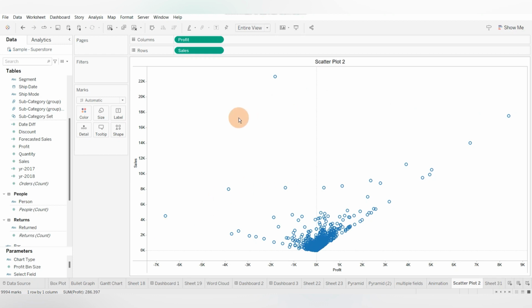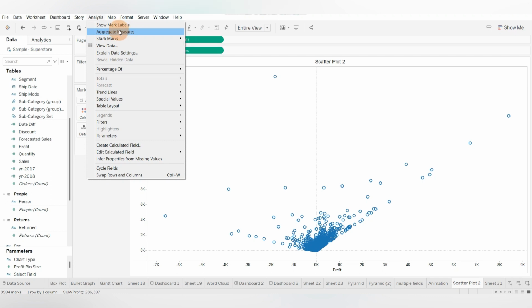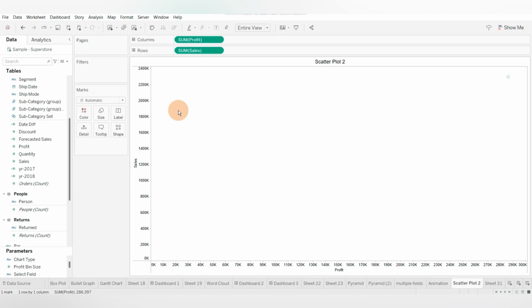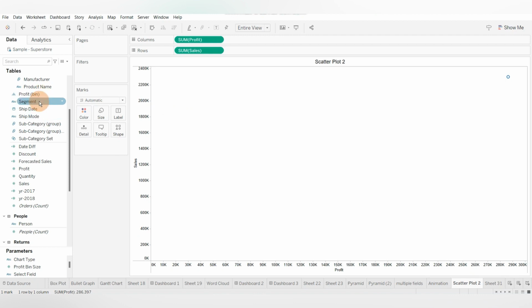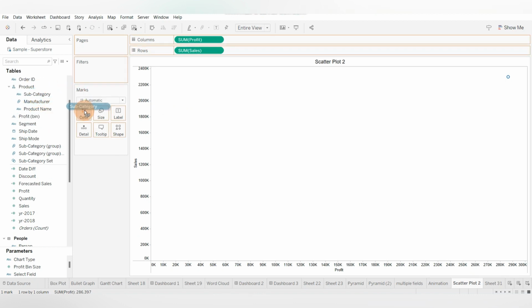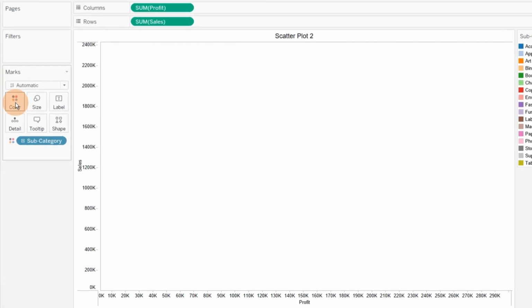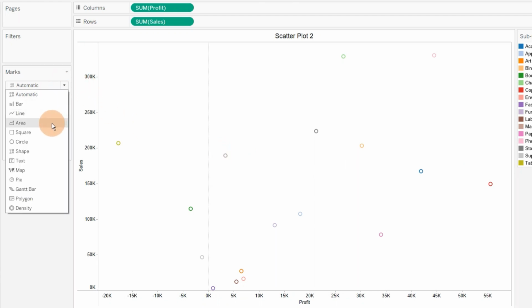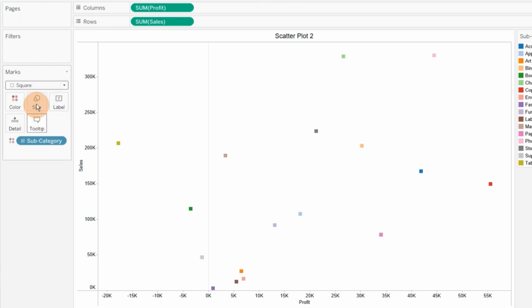Now we can use this scatter plot in a different way also. Suppose I want to aggregate the sales and profit, so I will click on aggregate measures again. Now I want to see total sales and profit for different subcategories. So I will drag my subcategory field into color. For all the subcategories I will get an individual point. So let's click on square here and increase the size of the squares.